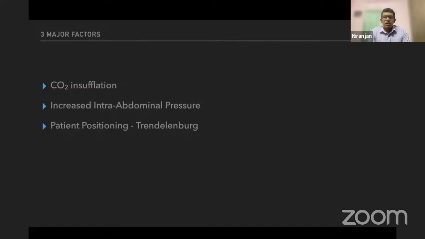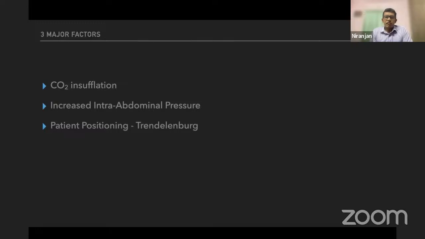So what makes the difference between open surgery and laparoscopic surgery? The three major factors are carbon dioxide insufflation, increased intra-abdominal pressure, and patient positioning. We use carbon dioxide because it is not combustible, it is readily absorbed, dissolved, metabolized and excreted. Compared to other gases which have been tried, oxygen, air, nitrogen, this is far safer. So carbon dioxide is the gas of choice for insufflation to create pneumoperitoneum.